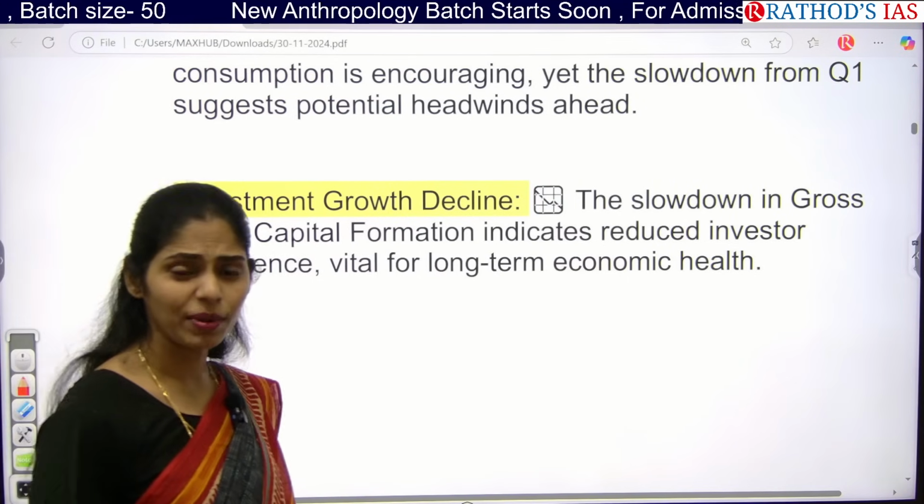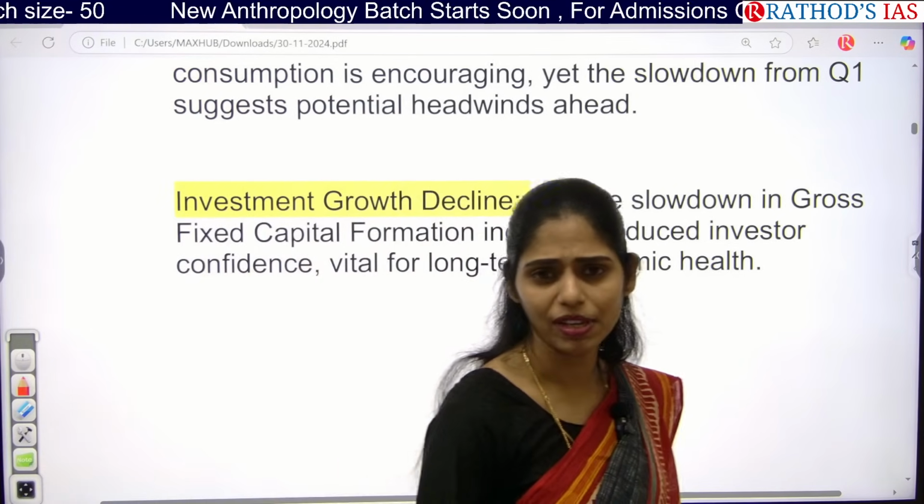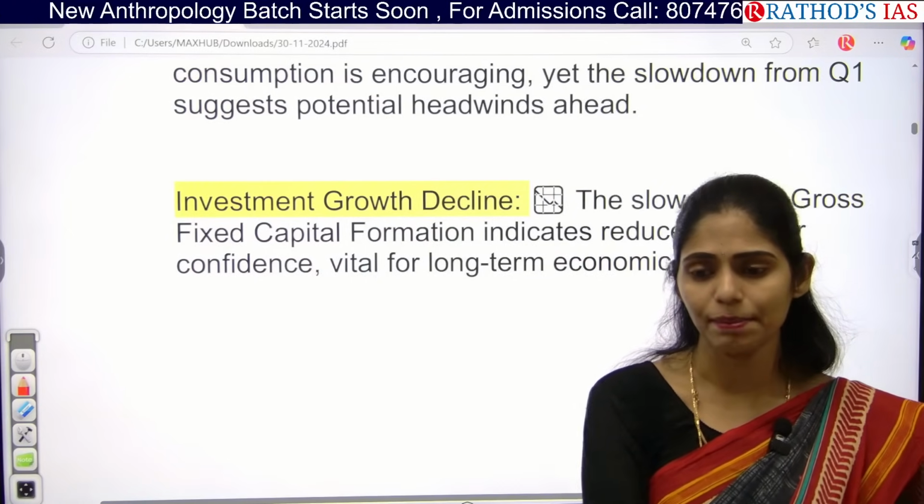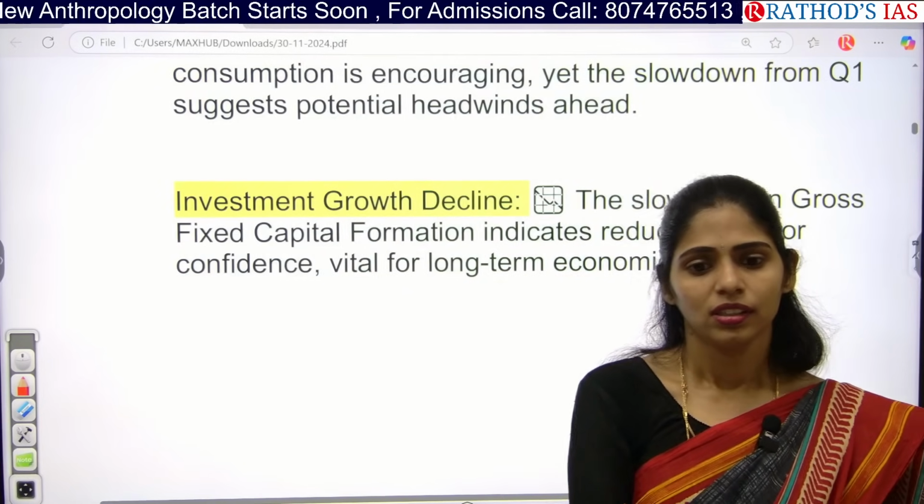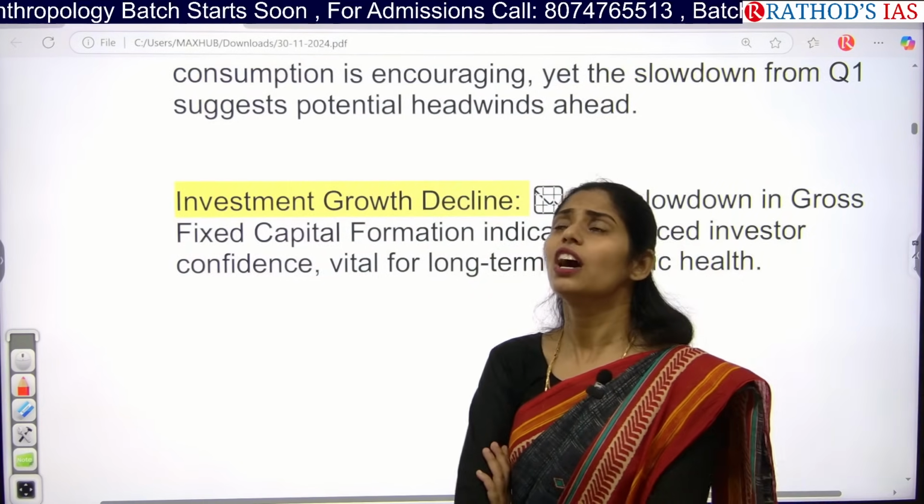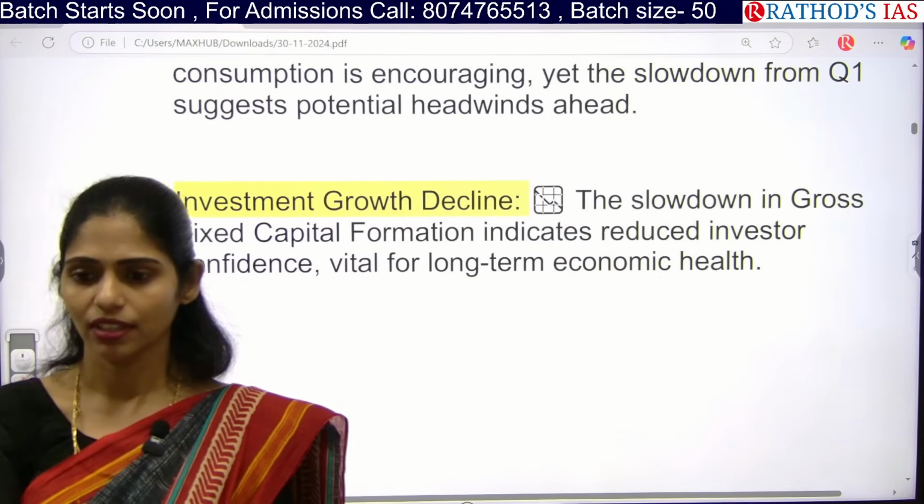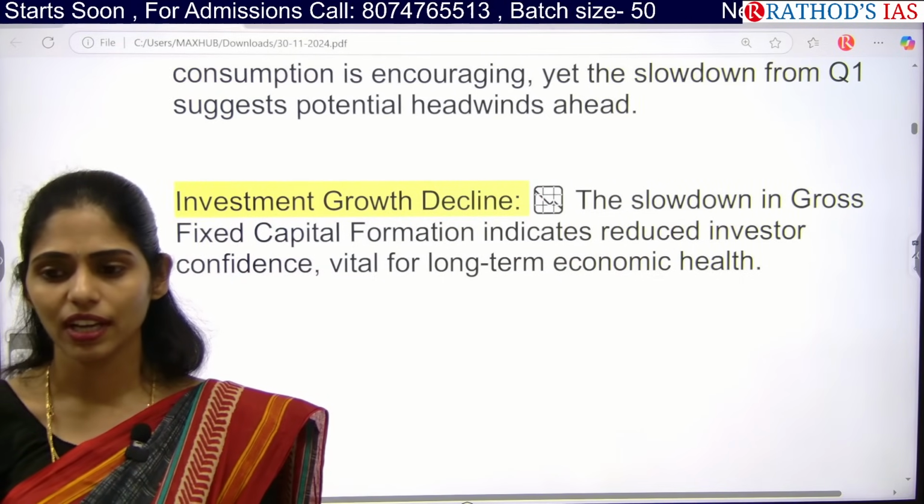So capital formation means what? What are examples of capital formation? Infrastructure development. Can you give me some examples of this? Okay, can you give me recent government schemes regarding infrastructure development in our country? Okay, which corridor?